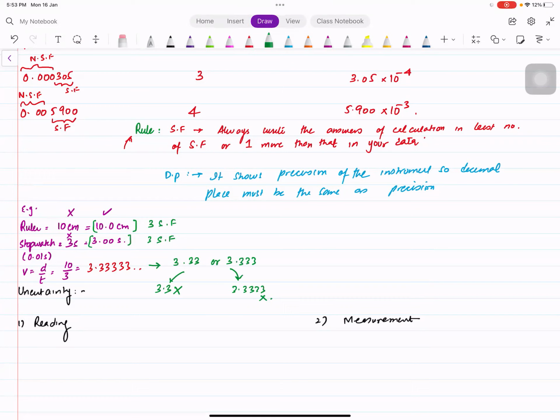So whenever you're measuring something, check the precision. Whenever you're calculating, you have to check the number of significant figures. That's the rule of the business here. All right. You should always remember this.